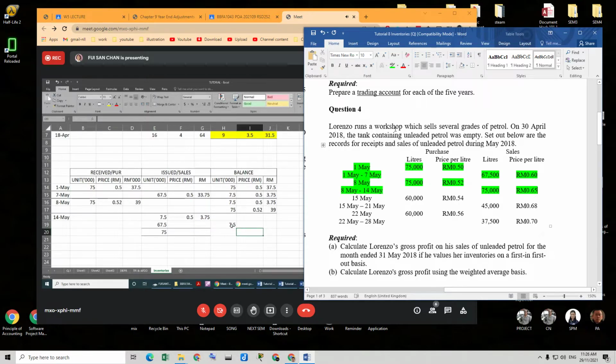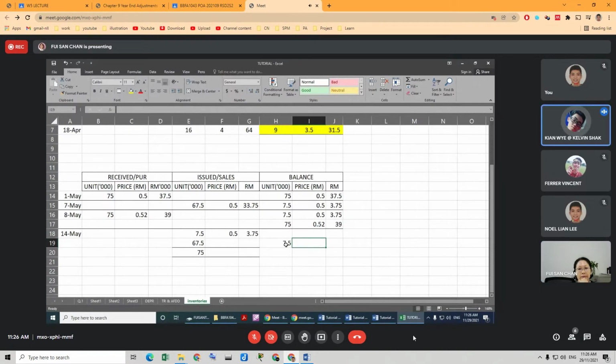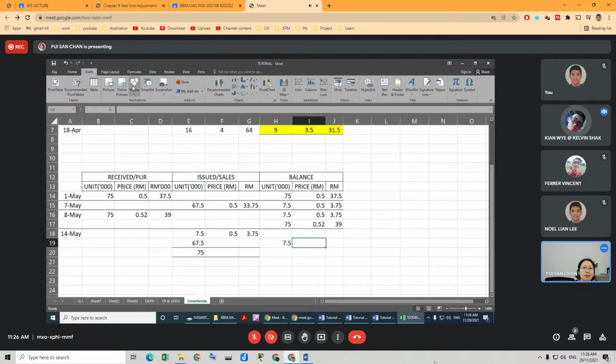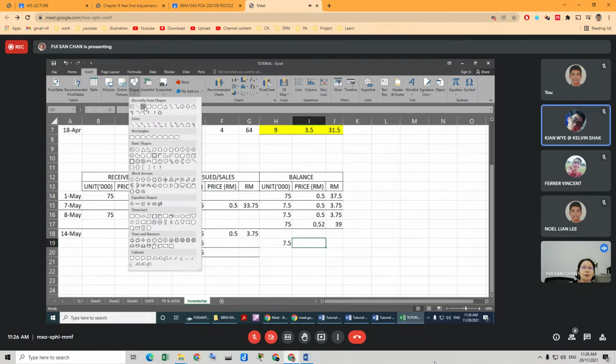Agree? And this 7.5 is at how much per liter? 50 cents or 52? 50 cents. Why is 50 cents? Because of the first in, first out logic. The first in is 50, and then we sell it out. Yeah, 50, but we already sold. You already sold the fish. You say first in, first out.